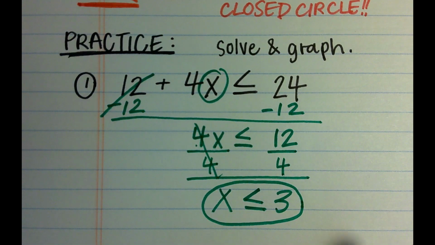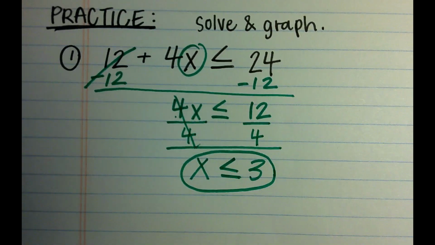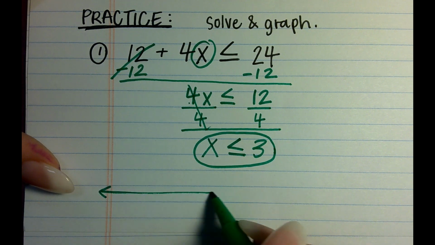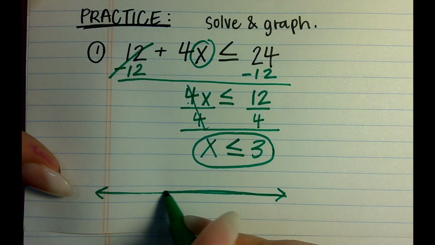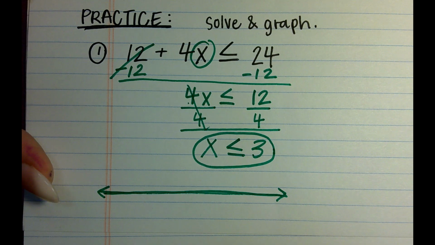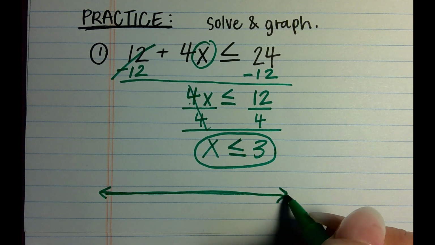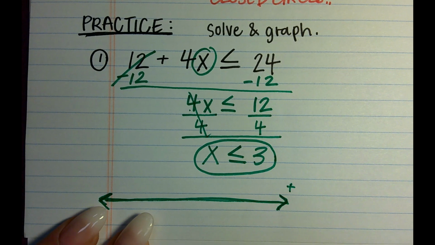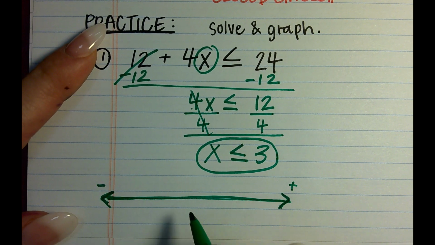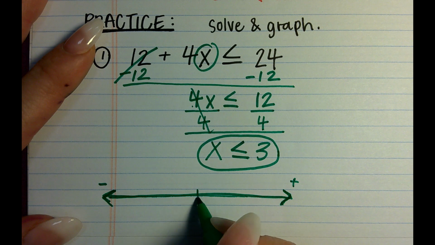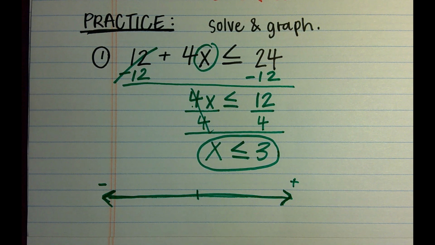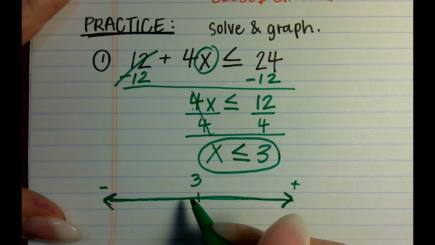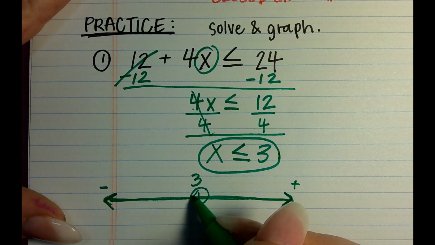We still need to graph. So underneath, I am going to draw a graph. Just a straight across line with arrows. And I always like to put a little plus on the right side and a minus on the left. Tick mark in the middle. 3 on top. Closed circle. Yes, our circle will be closed.